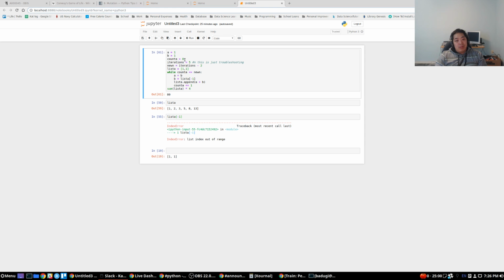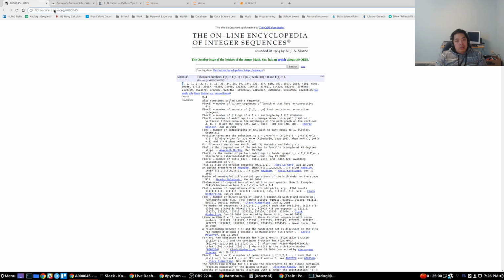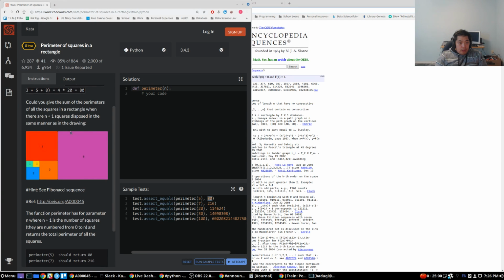A equals 1, B equals 1, count is 0, iterations 5, whatever. This is just troubleshooting. List of 1, 1. I could always, like... Does the Fibonacci sequence always start off with 1? It starts off with 0 in this one. But he says that there's going to be n-1 relationships, or n+1 squares.